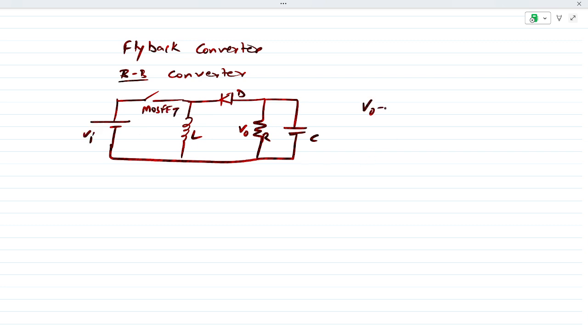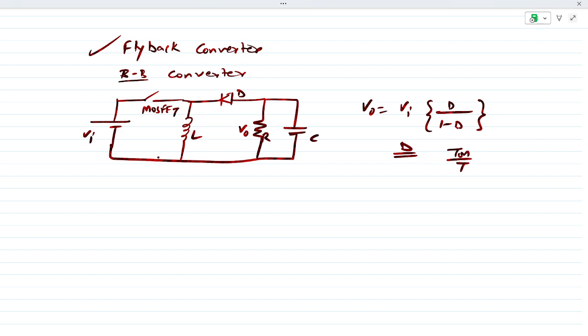So here the output voltage is related with input voltage by this equation, D upon 1 minus D, where this D is the duty cycle. It is basically T1 upon capital T. Okay. So, how to draw the topology of flyback converter?